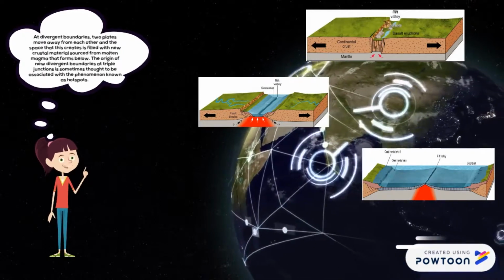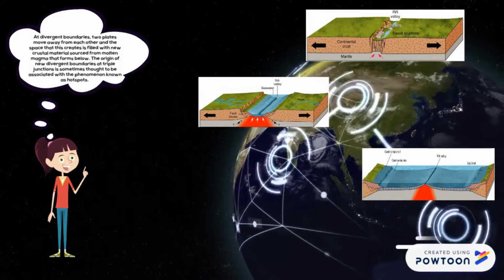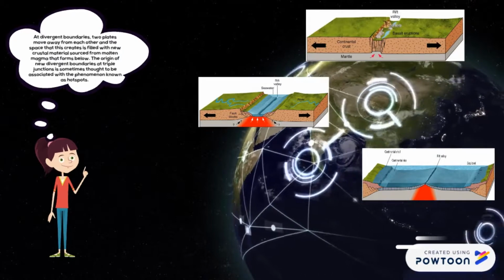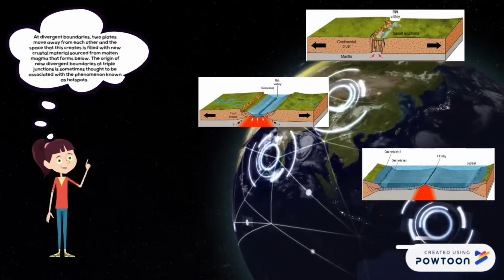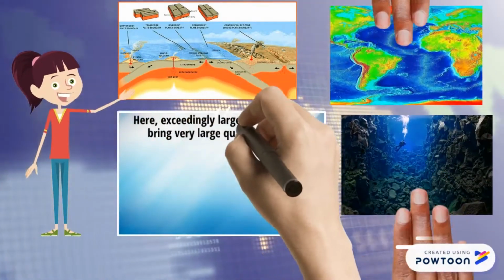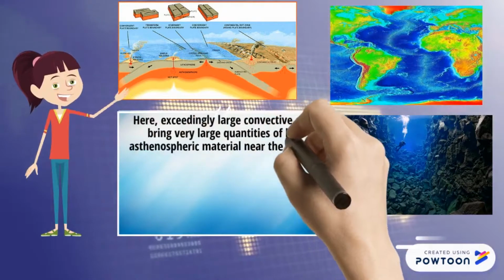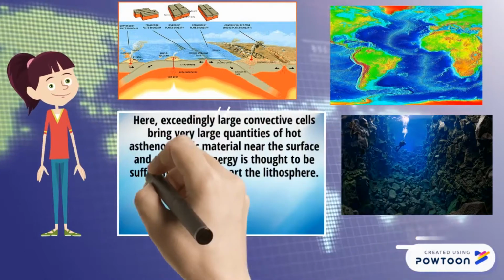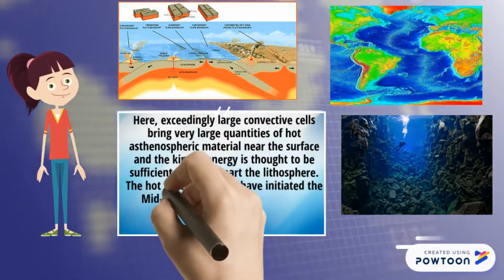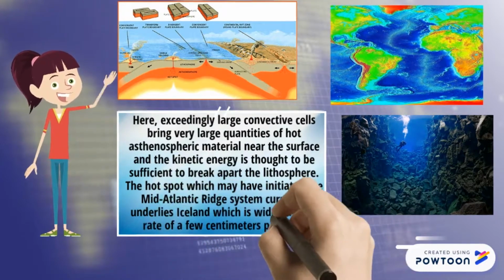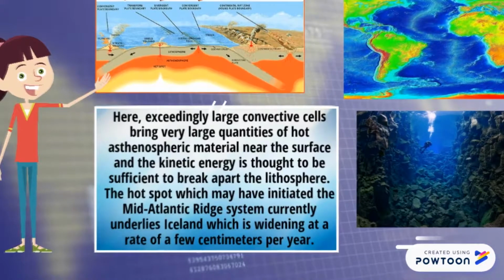The origin of new divergent boundaries at triple junctions is sometimes thought to be associated with a phenomenon known as hotspots. Here, exceedingly large convective cells bring very large quantities of hot asthenospheric material near the surface, and the kinetic energy is thought to be sufficient to break apart the lithosphere. The hotspot, which may have initiated the Mid-Atlantic Ridge system, currently underlies Iceland, which is widening at a rate of a few centimeters per year.